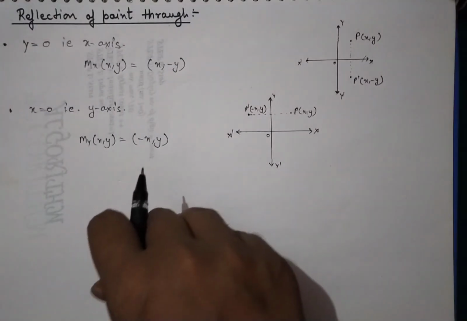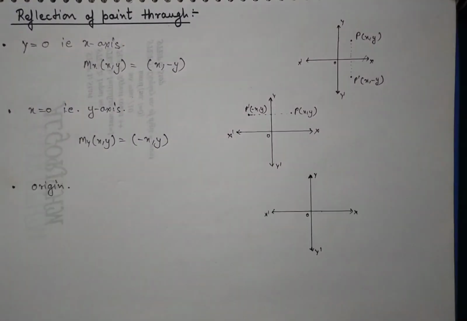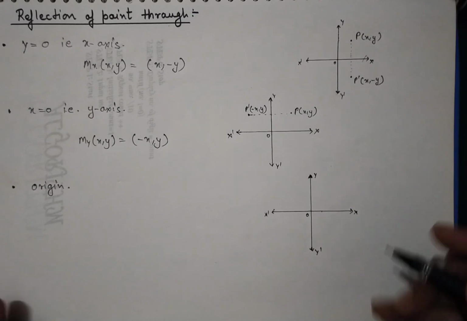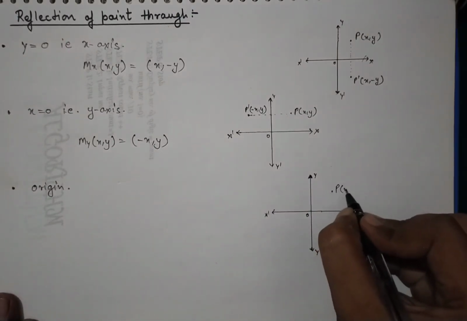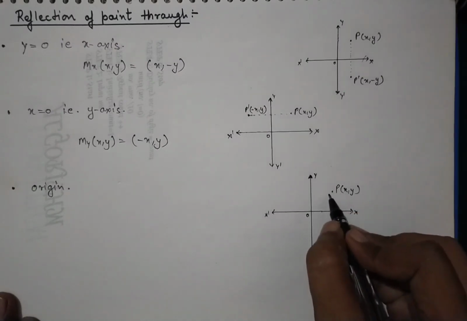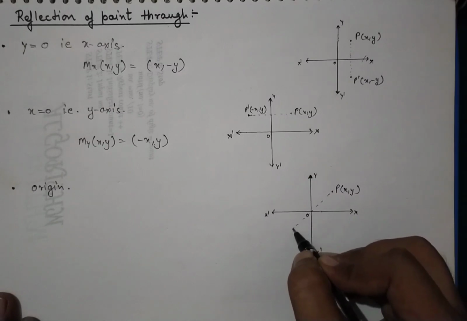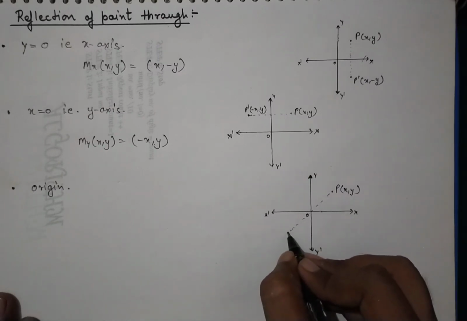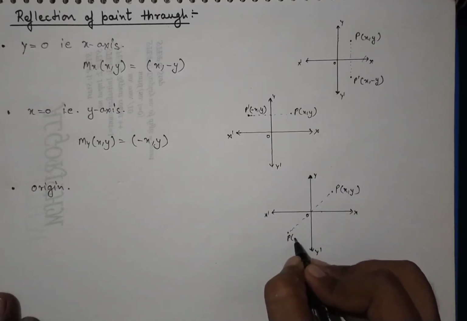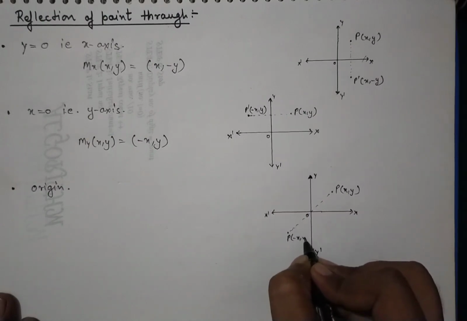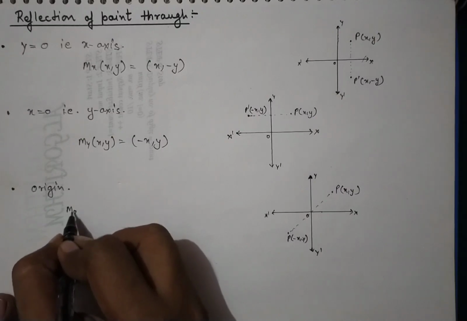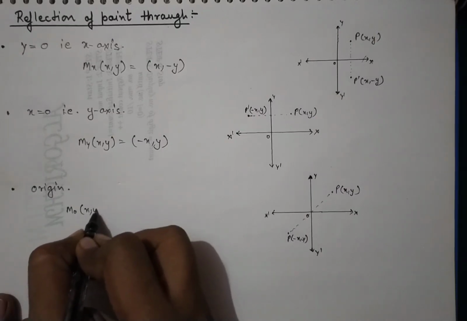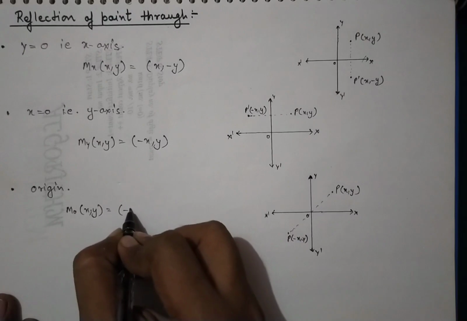And now for the origin, if the reflection is taking place through the origin, that is, the point over here is reflected through the origin, then its image will be formed over here, that is in the negative region of both the coordinates. So M of origin of (x, y) will be (minus x, minus y).